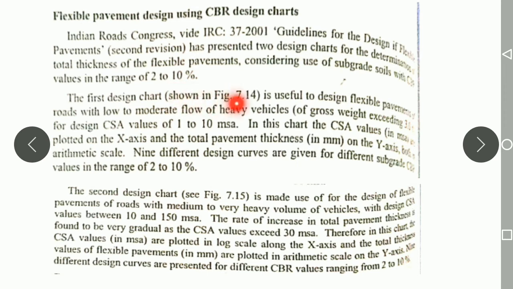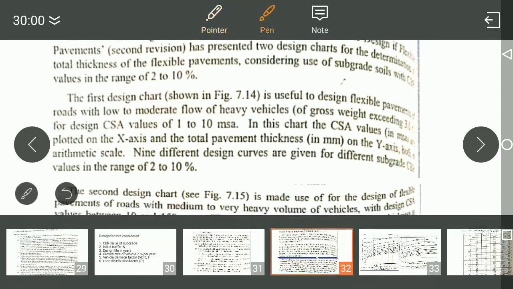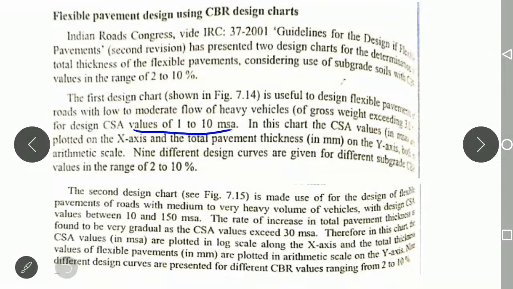Figure 7.14 is used for low or moderate volume of vehicles. You should remember this one. And usually 7.15 is used for designing for medium or very high volume of vehicles. So for this purpose we are using this one.